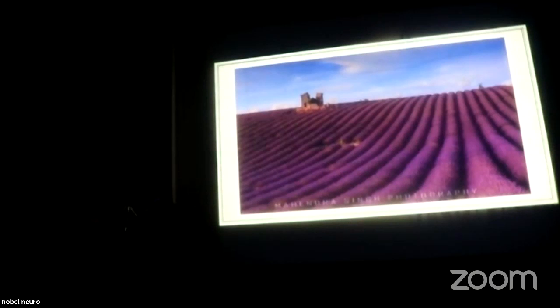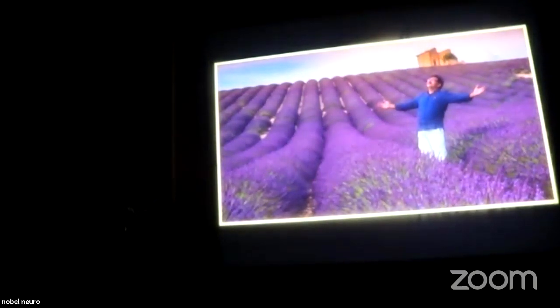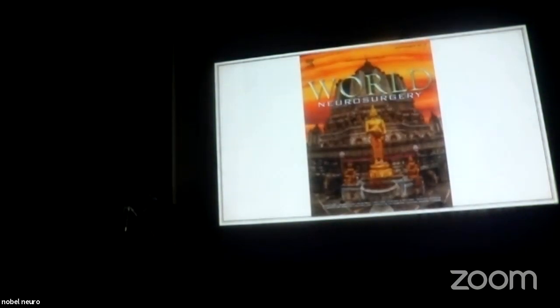So I actually stayed in this lavender field in a private house. And I felt blissful. Bliss because I had learned something new in deep brain stimulation. And then I come here, an entire village filled with the scent of lavender, and I'm there. This picture was taken in Bangkok. And then in the September issue, this is on the cover page of World Neurosurgery.